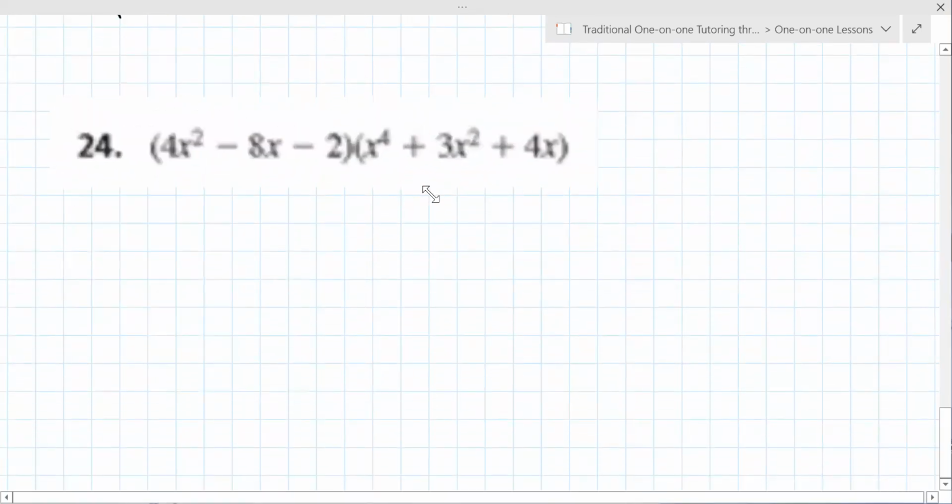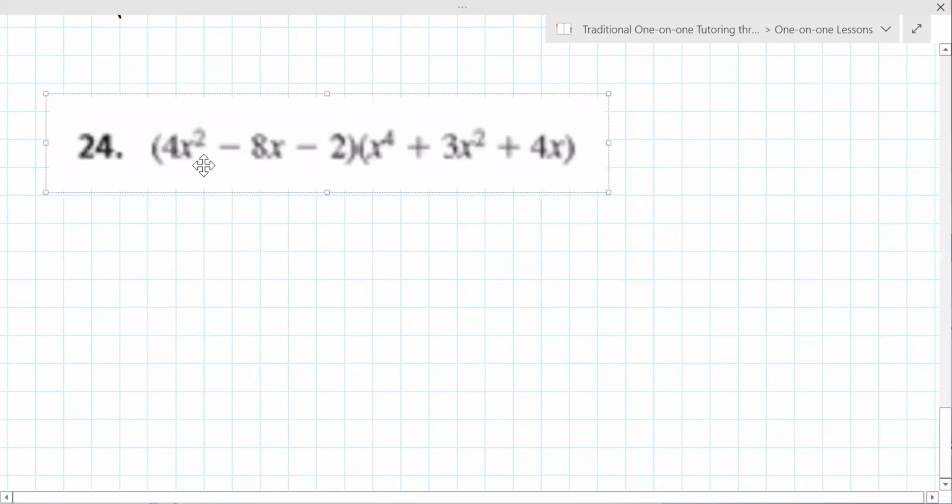Okay, so we're going to start out here. You could start with everything on the right towards the left. I just always go everything on the left to the right. It doesn't really matter, you can pick, but it's 4x squared times x to the 4th. It's the first times the first. That's 4x to the 6th. 4x squared times 3x squared, that's 12x to the 4th.